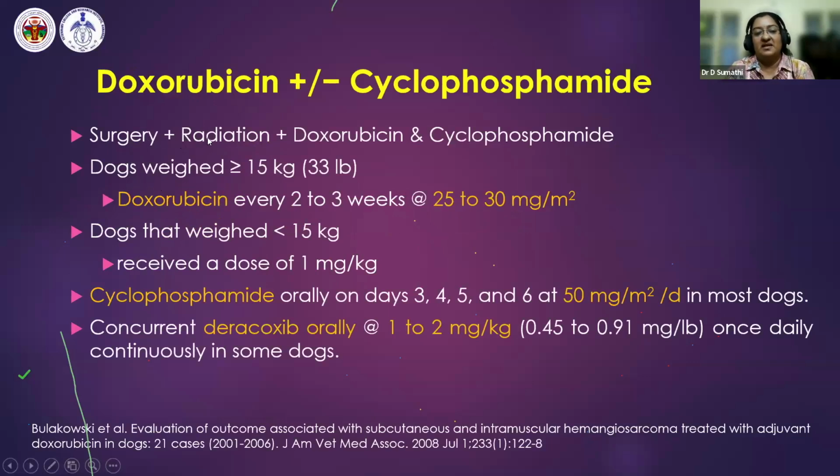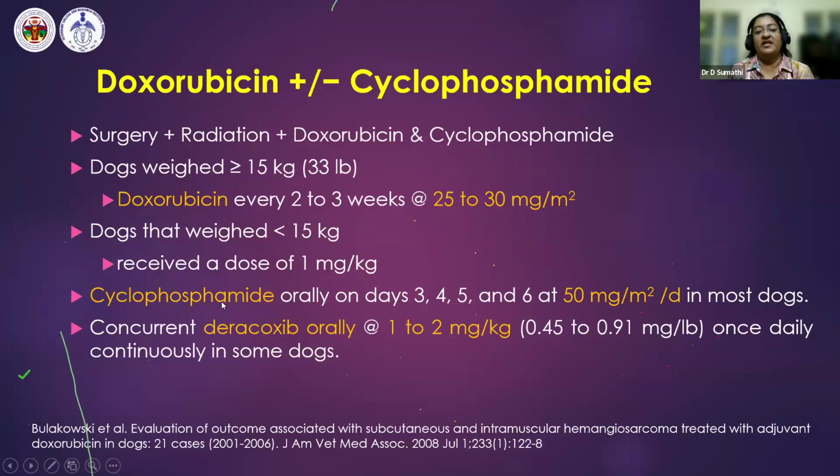Here you use surgery plus radiation. After surgery, you go for radiation. Then if you want to select a chemotherapy protocol, you can go with doxorubicin and cyclophosphamide. If the dogs are weighing more than 15 kg, doxorubicin is dosed at 25 to 30 milligram per meter squared every 2 to 3 weeks. If the dogs are less than 15 kg, then we use 1 milligram per kg of doxorubicin. So doxorubicin dosing is based on the dog's weight. Okay. Then we go with cyclophosphamide.